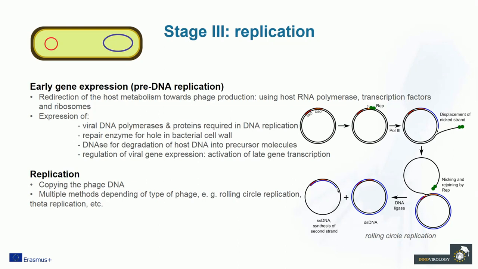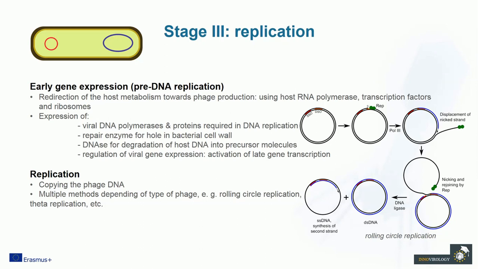Prior to DNA replication, the host metabolism is redirected towards phage production. The host RNA polymerase, transcription factors, and ribosomes are used to express the early genes of the phage genome, producing, among others, a repair enzyme to reconstruct the bacterial cell wall, and viral DNA polymerases and proteins required for DNA replication. Furthermore, a DNase for the degradation of host DNA into precursor molecules is expressed. The produced early proteins also regulate the viral gene expression, for example, the activation of late gene transcription.